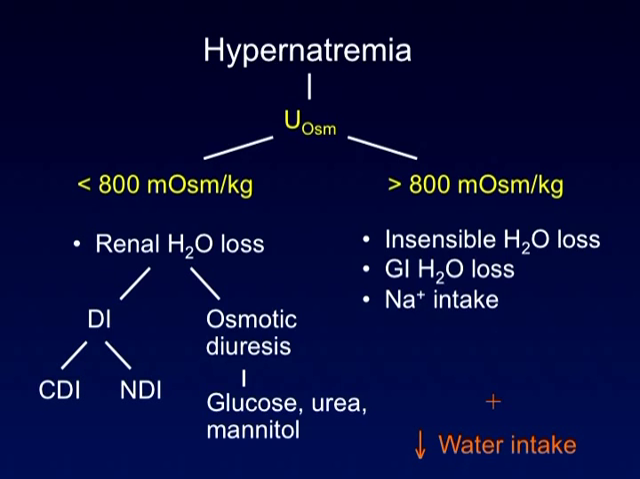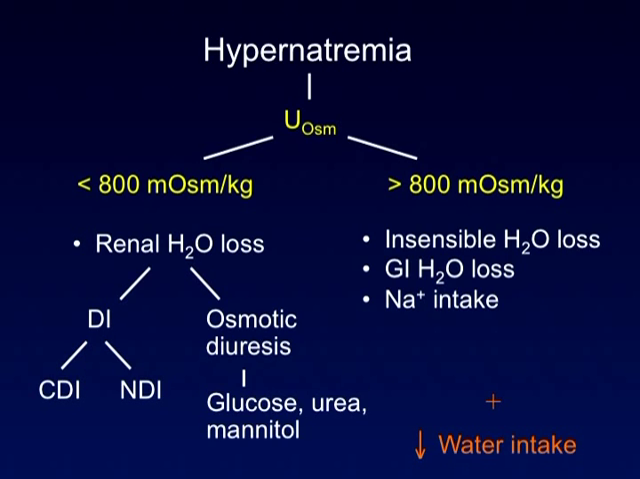Then there's somebody who is able to concentrate their urine appropriately, so the urine osm is greater than 800 milliosms per kilogram. Remember, maximum osmolality is around 1200, so greater than 800 will be 800 to around 1200. Think about insensible water losses, for example people who just ran a marathon. GI water loss in somebody with watery diarrhea, or a patient with an excessive amount of sodium intake. The most common scenario here will be insensible water losses and GI water losses.